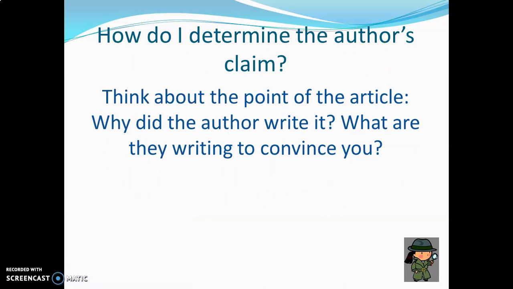So how do we determine the author's claim when we're reading? When you're reading, think about the point of the article. Why did the author write it? What are they writing to convince you of? The article about the Girl Scouts, they were trying to convince you that there should be statues of women in the park. Today you're going to read a different article about voting, and you're going to have to determine what that author was trying to convince us of.